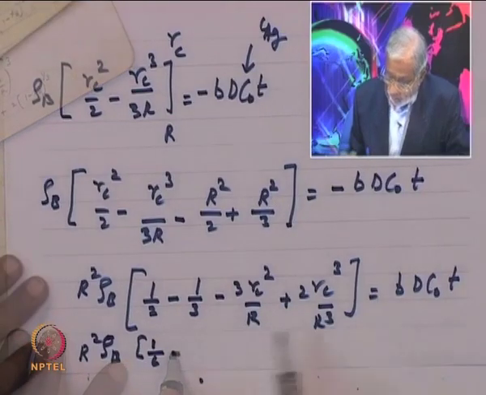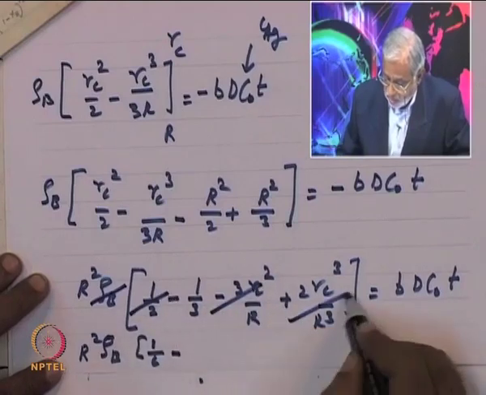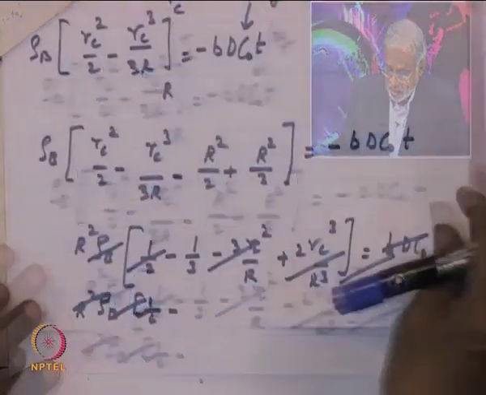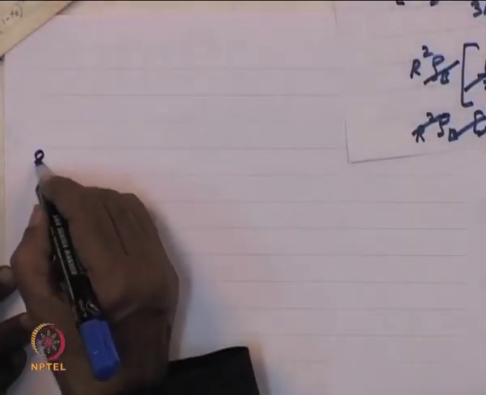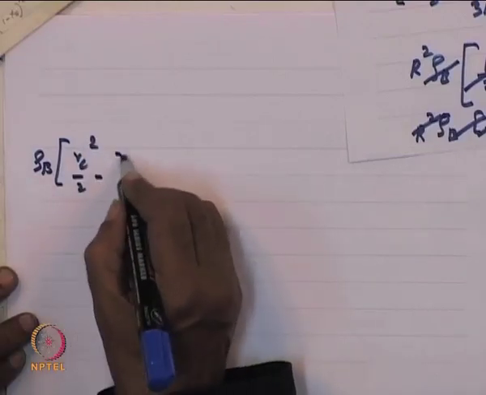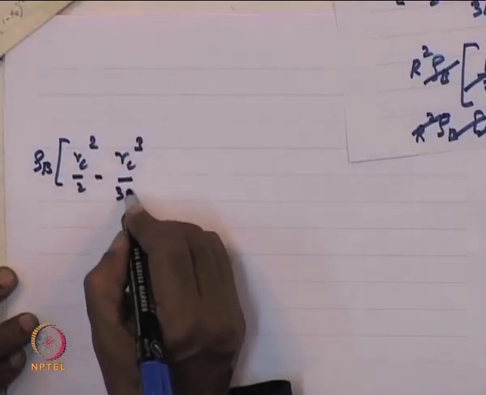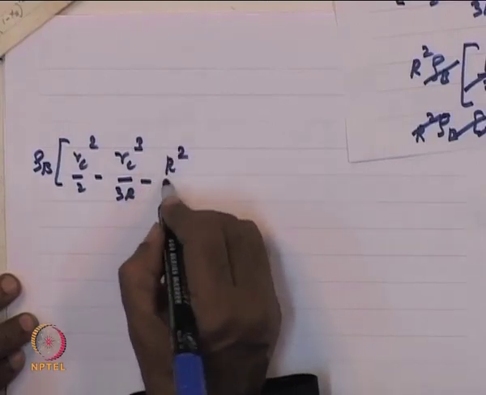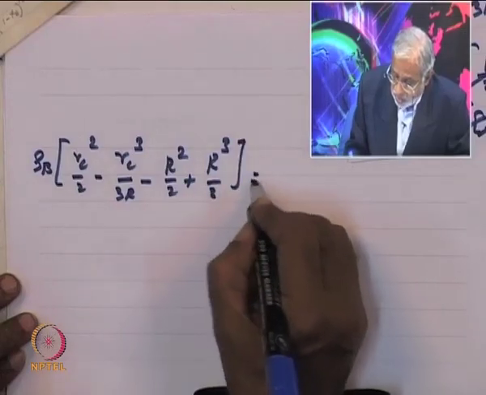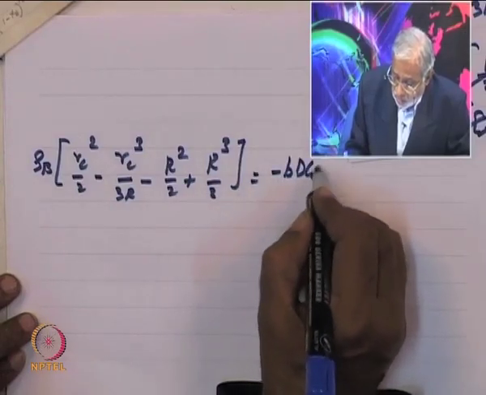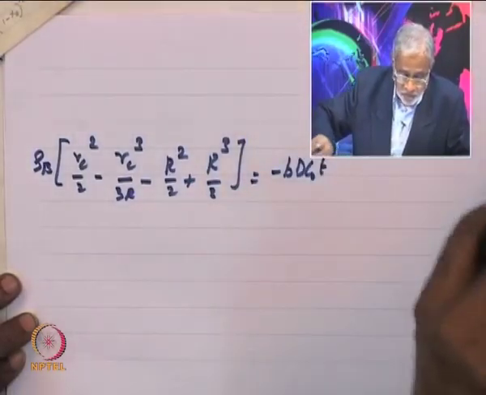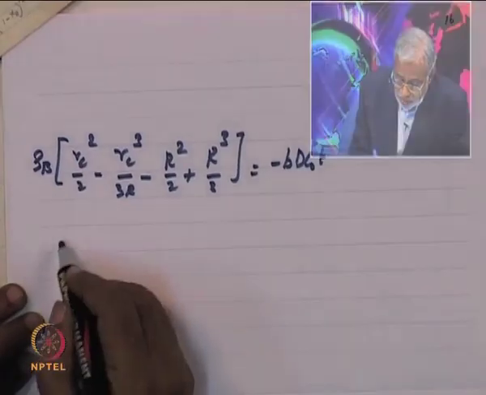Let me just do this again. I'm not happy with this, please. I'll do it again. Let me just write that step once again. Rho_B times r_c squared by 2 minus r_c cubed by 3 R minus R squared by 2 plus R cubed by 3 equal to minus b D c naught t. So, this is what we have. Now, let me simplify this by rho_B.